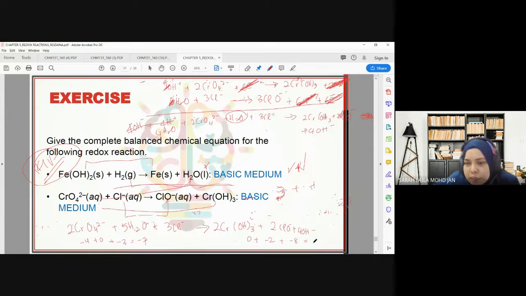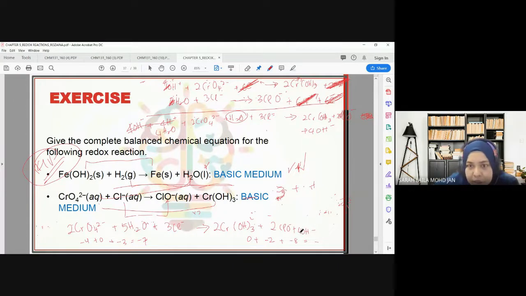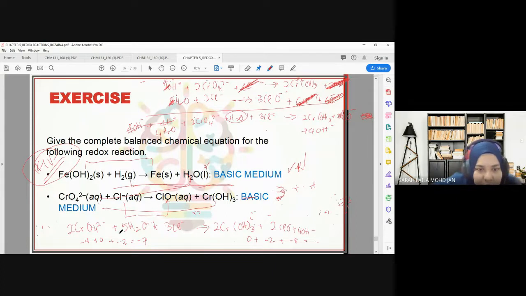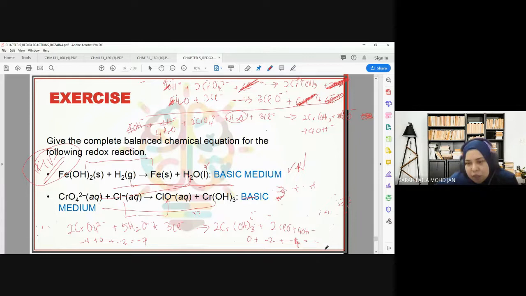Siapa ada jawapan selain daripada ni? Ini dapat negatif. Dekat 4 tu madam. Dekat 4 yang mana ni? 4 darab negatif 1. Oh ni. Oh sini 4. Negatif 2 tolak 4 still tak balance juga. Negatif 6. Tak balance ni. Kenapa tak balance?